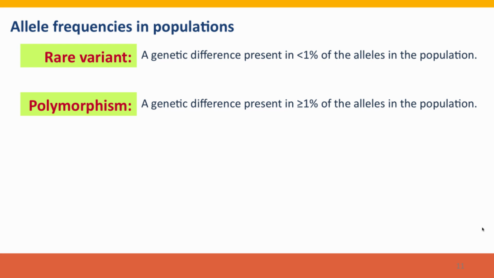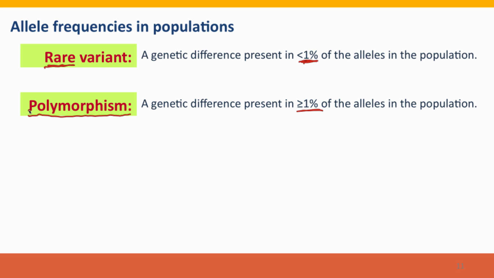Now that we know how to think about allele frequencies and populations, I have to introduce some terminology. If a genetic difference is present in less than 1% of the population, it's usually described as being a rare variant. But if it's present in at least 1% of the alleles in the population, there's another term that's very widely used. It's called a polymorphism.